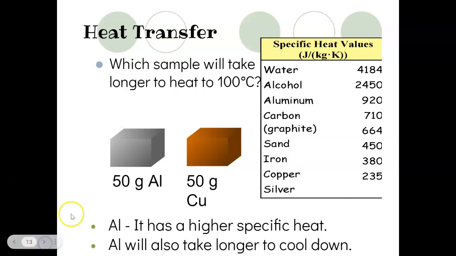Okay, so that's what I need you guys to know for today's lesson on thermal energy. If you have any questions, let me know, and if not, you can move on.